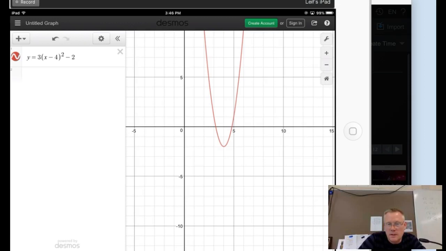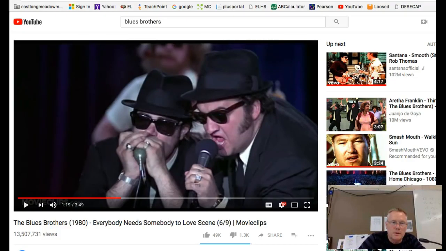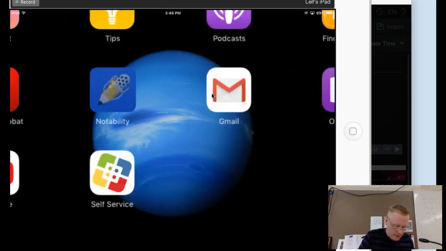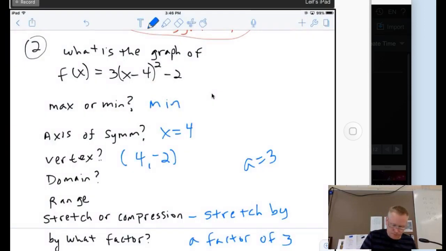So that's that thing. Let me go back over here. Whoops, I clicked the wrong thing. We'll come back to that in a few minutes. All right, so my domain, we said, was all real numbers, and I'm going to use the abbreviation for numbers. The range is y is greater than or equal to -2. Oh, and the stretch and compression.